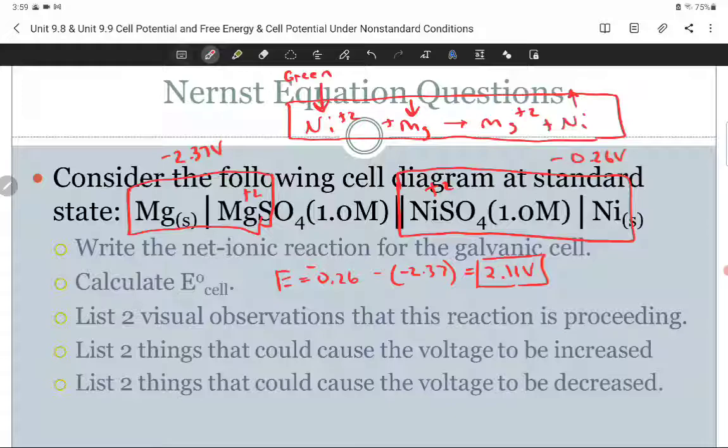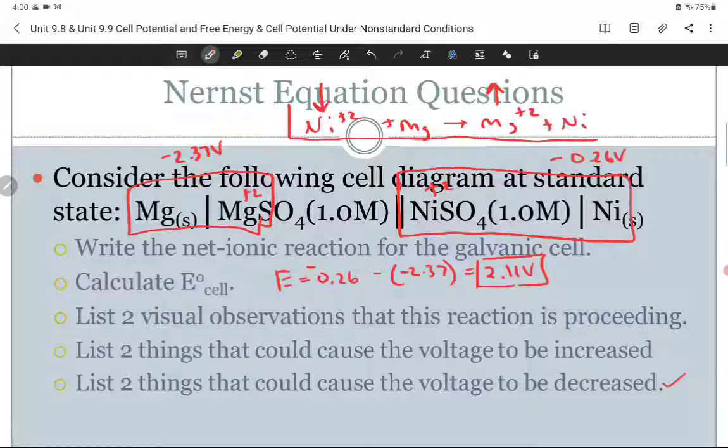If you wanted to increase or decrease the voltage, what could you do? Well, just on its own, the nickel ions will, over a period of time, decrease in molarity, and the magnesium ions will increase in molarity, and the voltage will go down. So that would be two items for the voltage to be decreased. You could also make this reaction colder, and that would work also. The magnesium and nickel metals are not going to impact the voltage because they're not in the Nernst equation, they're not in the Q expression.